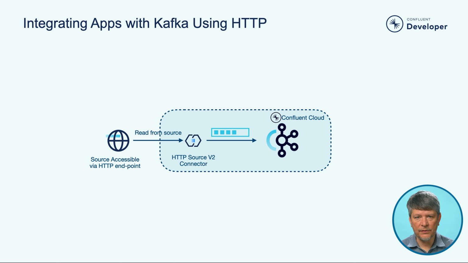Not all data lives in a database or a message queue. Sometimes the best way to get real-time updates is through an HTTP API, whether it's polling a service or integrating with a SaaS platform. This is exactly what the HTTP source V2 connector is built for. Instead of writing custom scripts to pull data from an API and push it into Kafka, this connector does it for you, efficiently and reliably.